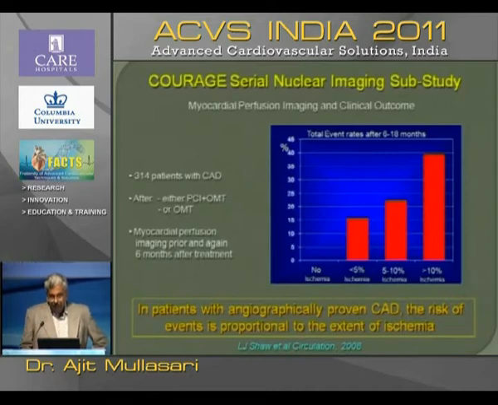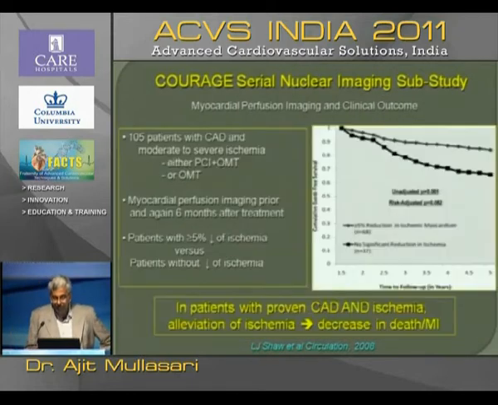The COURAGE serial nuclear imaging substudy data in 314 patients with coronary artery disease who were treated with either PCI plus optimal medical therapy versus optimal medical therapy, with myocardial perfusion done prior and 6 months after treatment, showed that in patients with angiographically proven CAD, the risk of events is proportional to the extent of ischemia. So the more the ischemia, the more you get events.